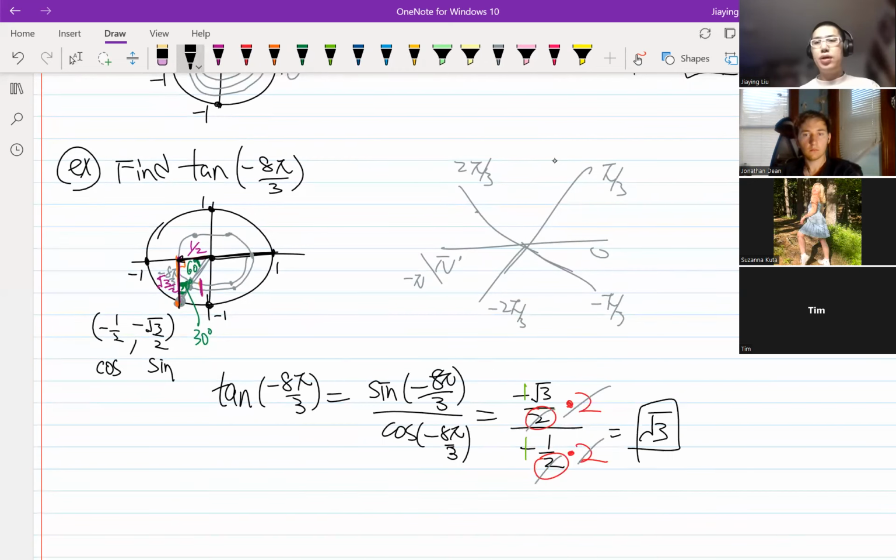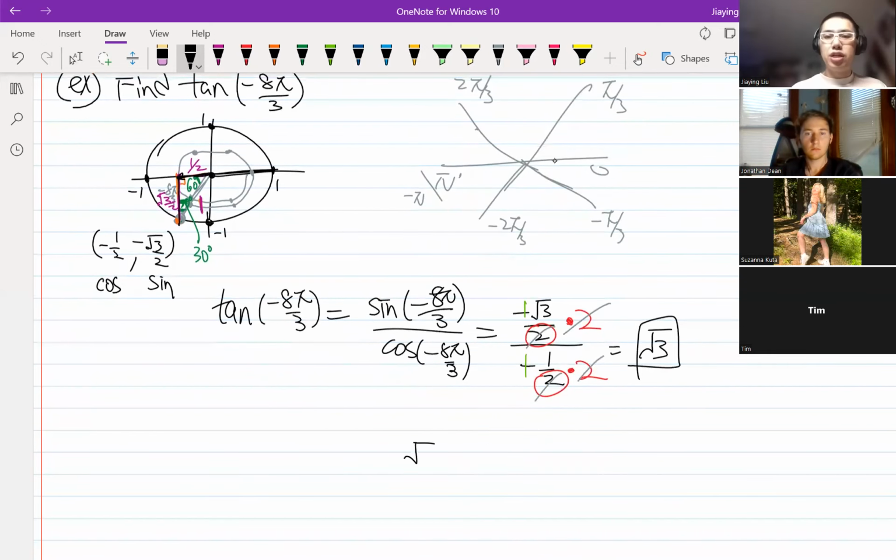We can, like I said, just multiply by the reciprocal. So we could take root 3 over 2 times the reciprocal, which is 2 over 1. That's still going to give us root 3. Two ways to think about it, whichever you feel comfortable with. All right, any questions on this?